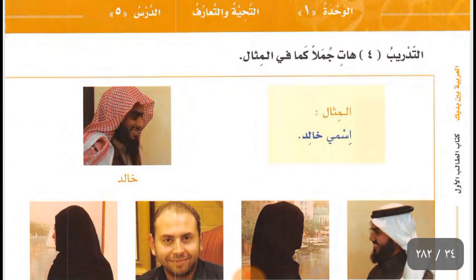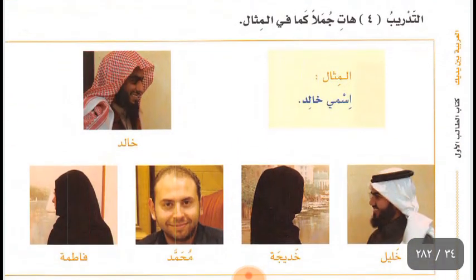Min aina anti? Ana min Pakistan. Where are you from? I am from Pakistan. Yes. Then tadribu rabi. Hati jumalan kama fil misal. What is the meaning of this question? Hati means bring. Bring sentences like in the example. Okay. So bring these sentences.